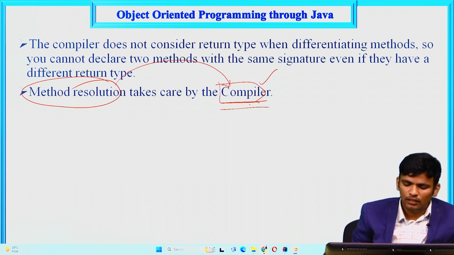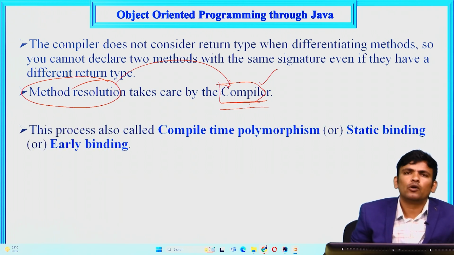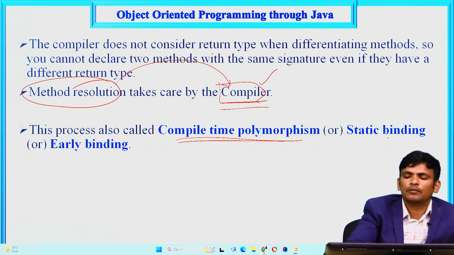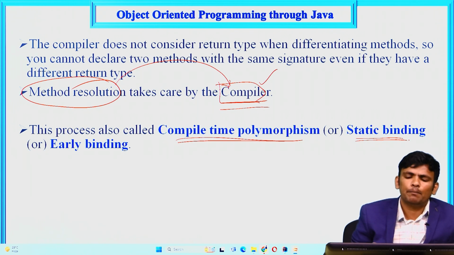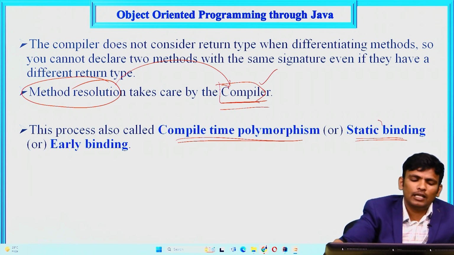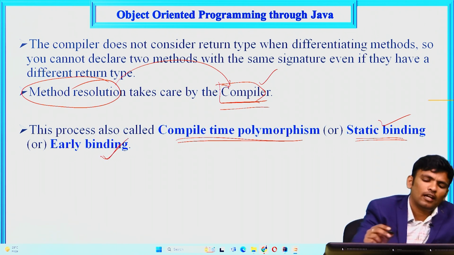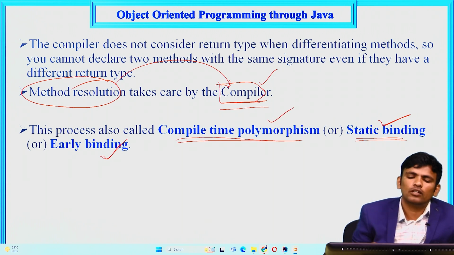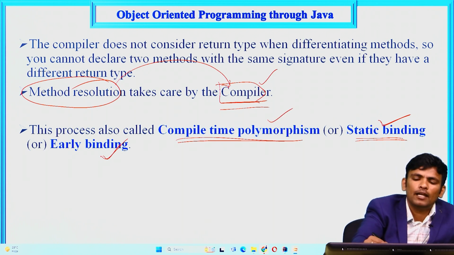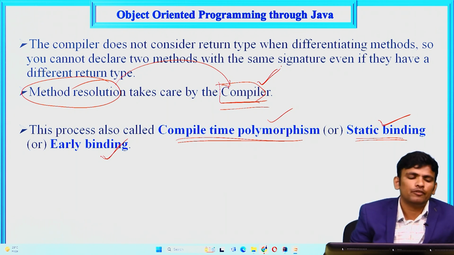So that is the reason method overloading is also called compile time polymorphism, and it is static binding. During compile time itself the method is bound, so it is early binding, not at runtime. It is also called static binding and compile time polymorphism. The reason is that the compiler is involved here. The compiler is responsible for the method resolution, so during the compilation process itself, the method will be bound.